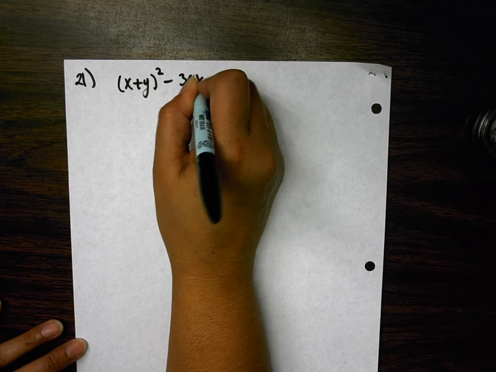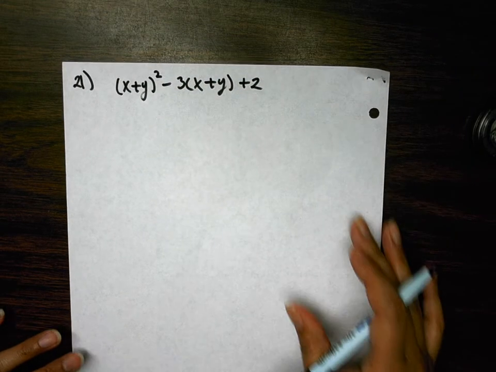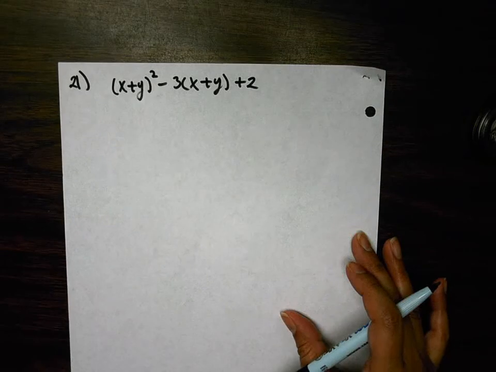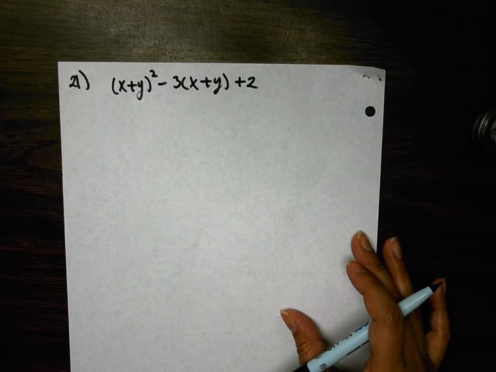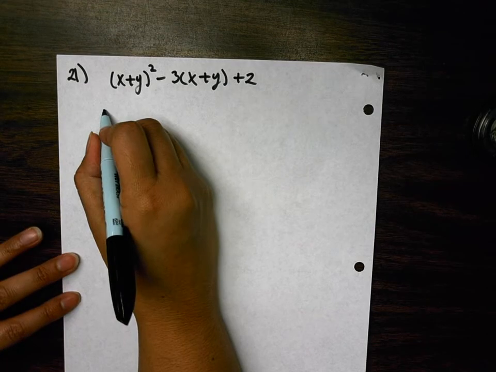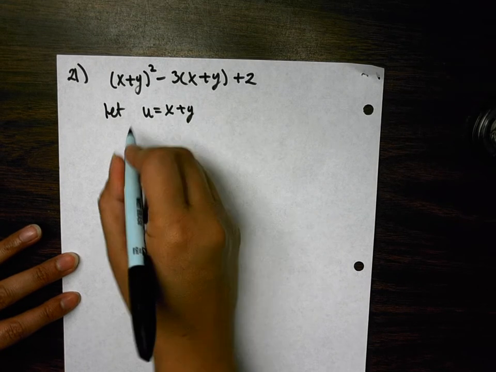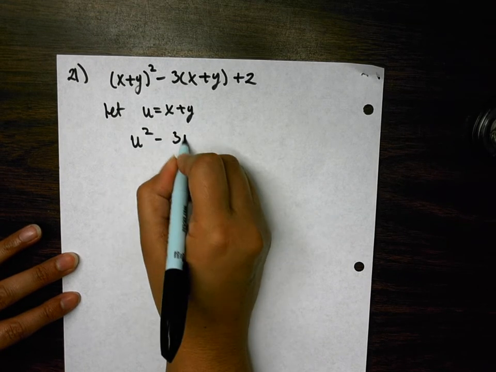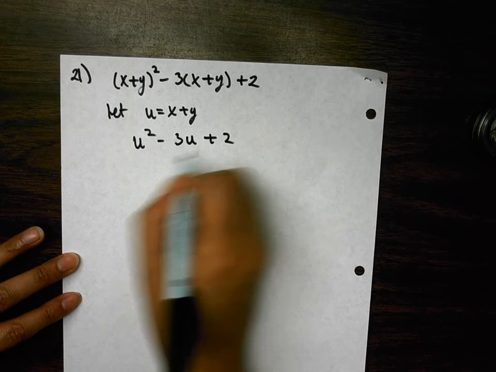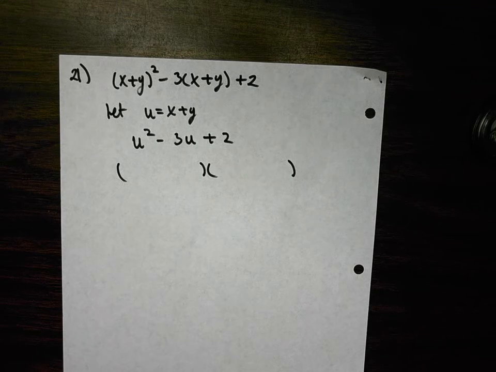Quantity of x plus y squared minus 3, quantity x plus y plus 2. Janelle, I'm going to have you help with this one because this is similar to the very first one you asked earlier. Substitution. Do you guys all see the substitution method? So I'm going to let you finish. I'm going to start it. What would you let u equal? X plus y, which would give you u squared minus 3u plus 2. And I'll let you guys finish it from there.